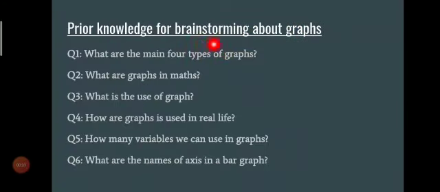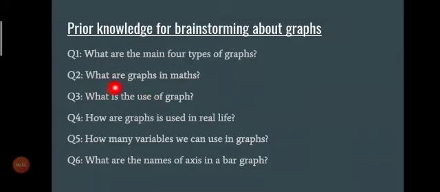Prior knowledge for brainstorming exercise about graphs. Question number 1. What are the main 4 types of graphs? Students, we have line graph, bar graph, pie chart, and histogram as the main types of graphs.